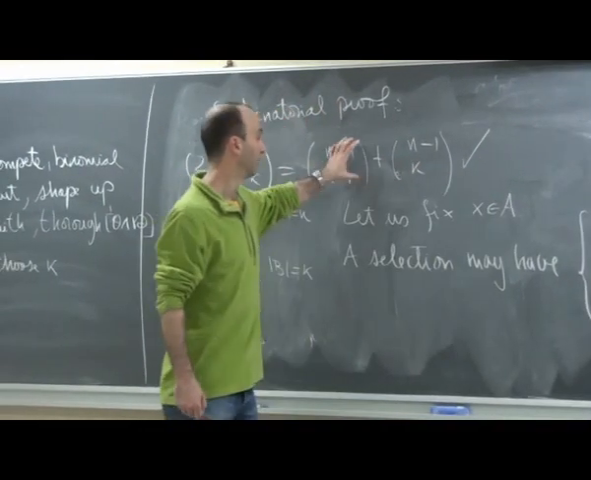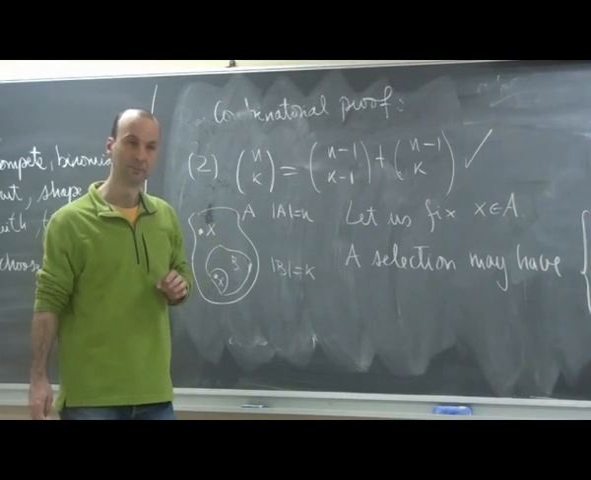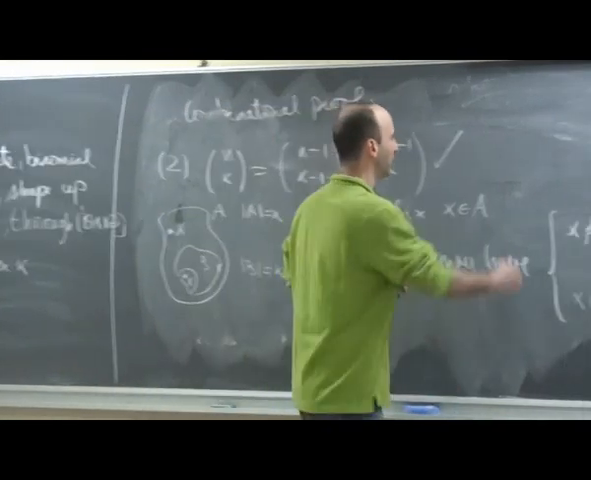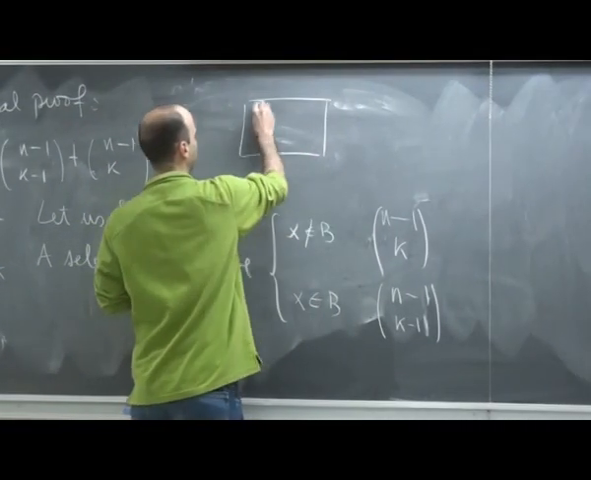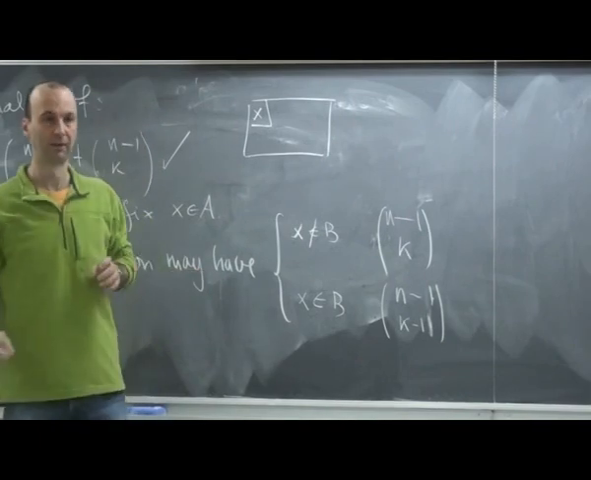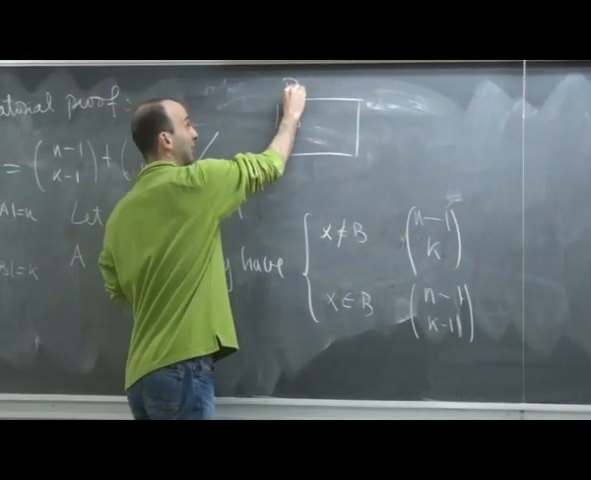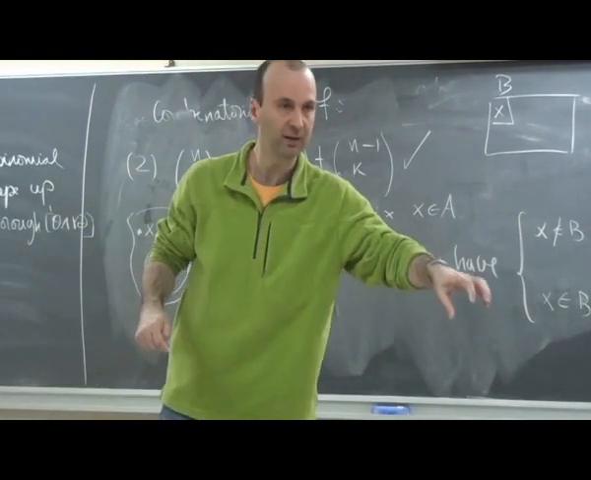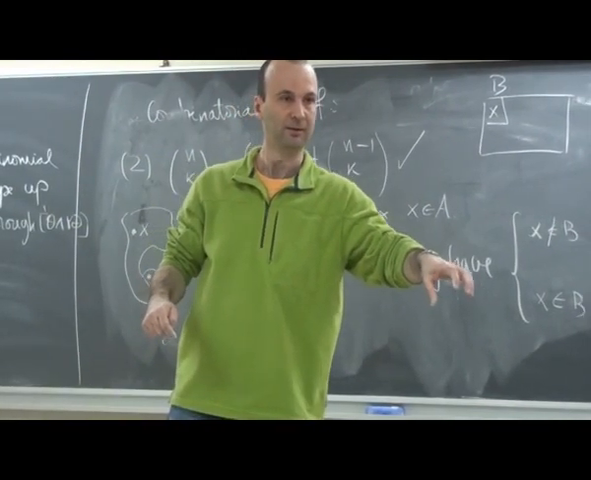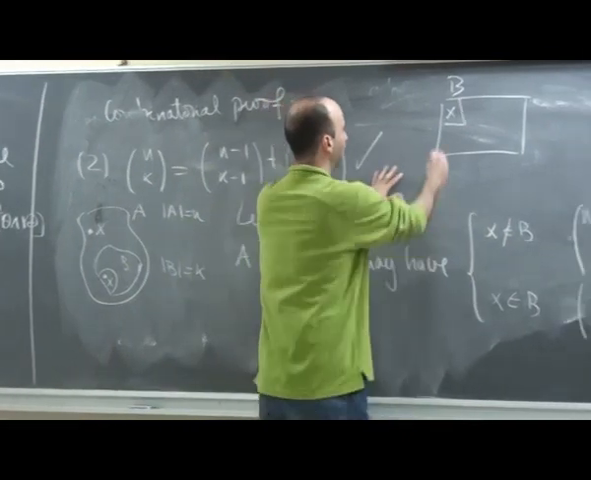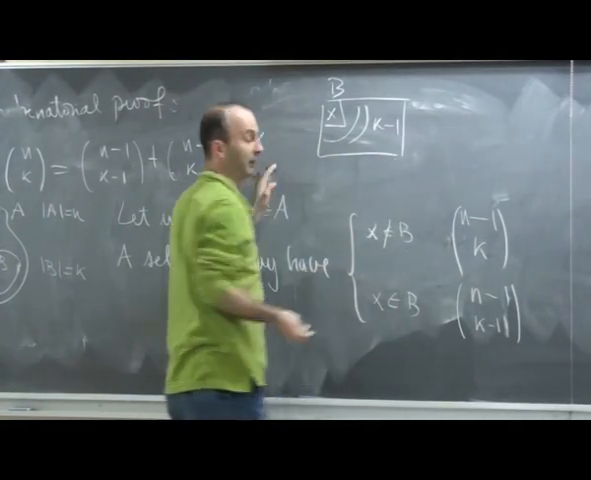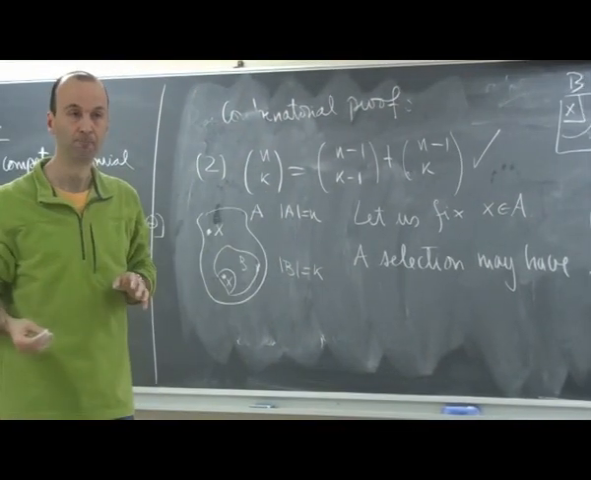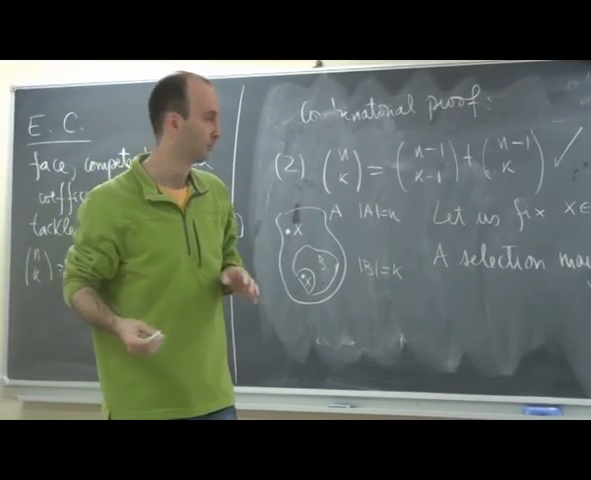Why do you take x apart? Because I'm going to make my selection, and the first element is going to be x. I take it apart, but I put it in the selection box. It is already selected, it's there. You see? And then I have to choose the rest of it, which is k minus 1 elements.